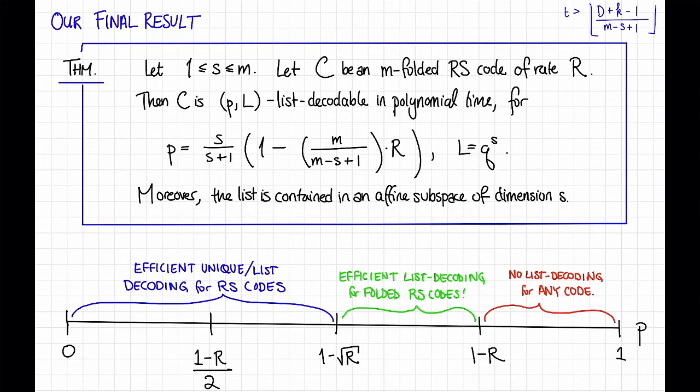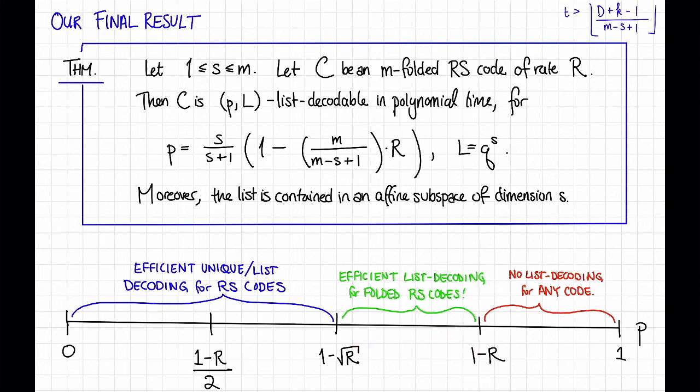So this pretty much finishes up our story for list decoding. Before, we knew how to list decode all the way up to radius 1 minus the square root of r, that's the Johnson bound, using the Guruswami-Sudan algorithm, but our impossibility result didn't kick in until 1 minus r, the list decoding capacity theorem. So there was this gap between 1 minus root r and 1 minus r. Now we know how to fill in that gap using folded Reed-Solomon codes.